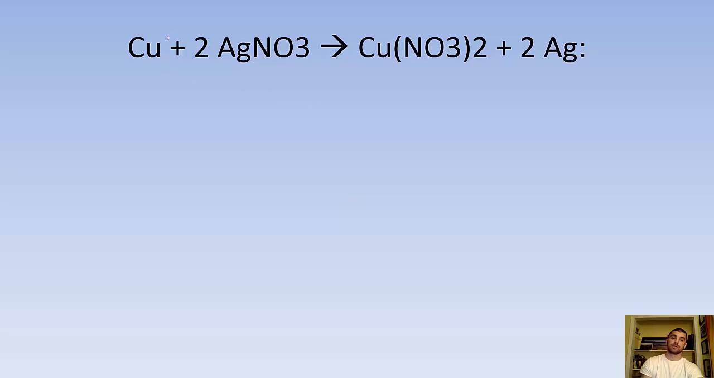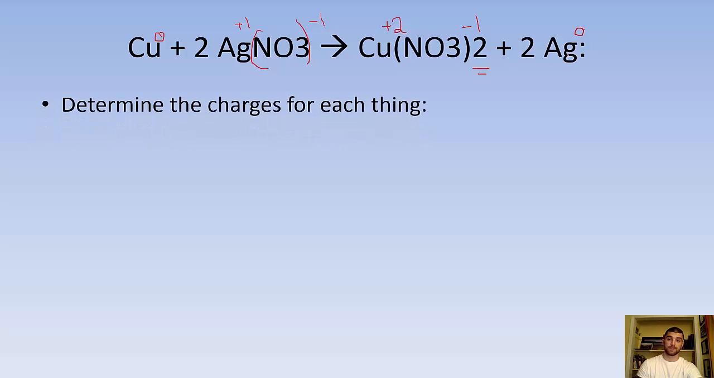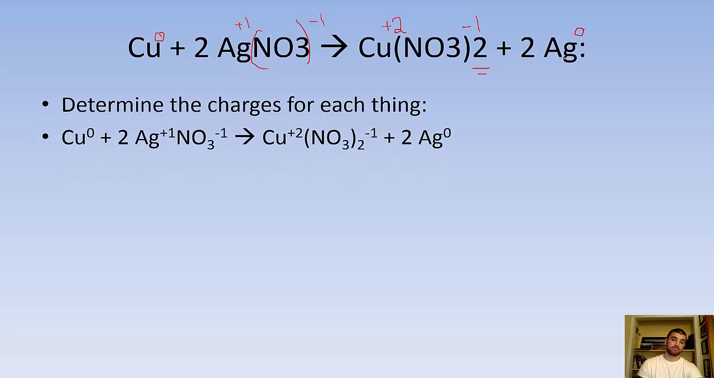So first thing we have to do here is, here's a redox reaction. I have to figure out the charges. Copper by itself is 0, and NO3 is on both sides, and it is -1, which tells me that the Ag has to be +1 over here. That tells me that the copper must be +2 because there are two -1s from the two nitrates, and then Ag by itself is 0. That's the hard part. The hard part's over now, right?